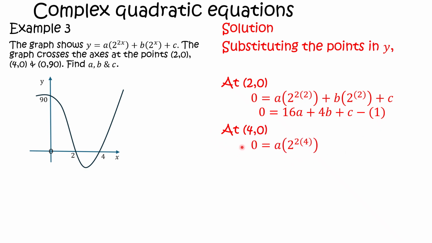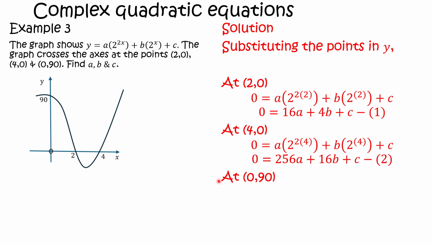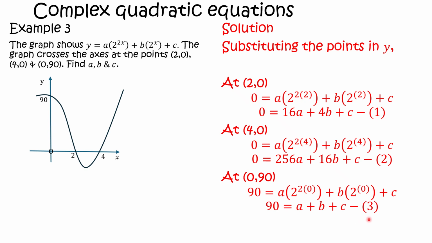At the second point (4, 0), substituting this into the y equation, we are going to get 0 is equal to 256a plus 16b plus c. And let's label this equation 2. At the last point (0, 90), we are going to have this and simplified. We have 90 is equal to a plus b plus c. And let's label this equation 3.